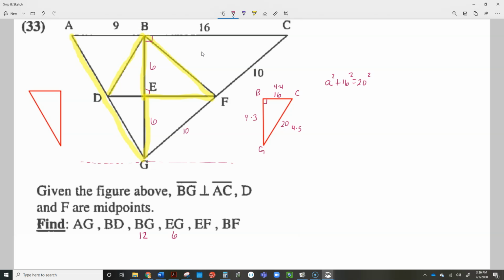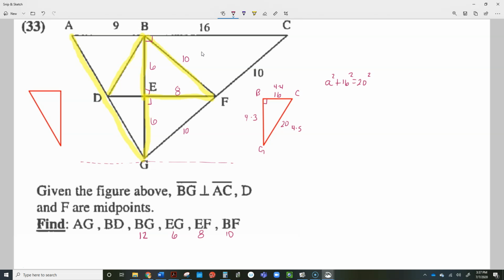is 6. Okay, now I have a right triangle right here that looks like it's going to be a 6, 8, 10 right triangle. So I've just found EF is 8. Here's another right triangle right here. So this is also going to be a 6, 8, 10 Pythagorean triple. So BF is 10.